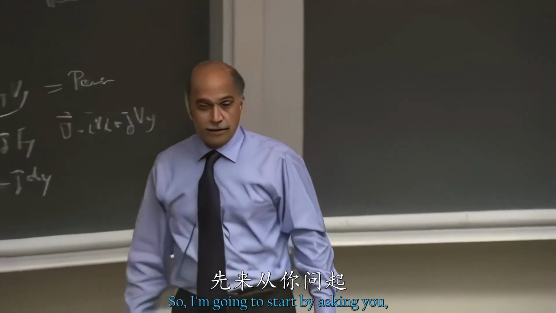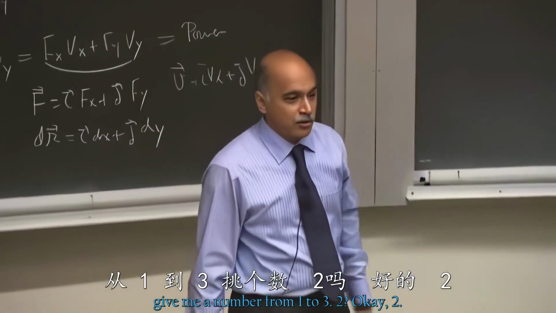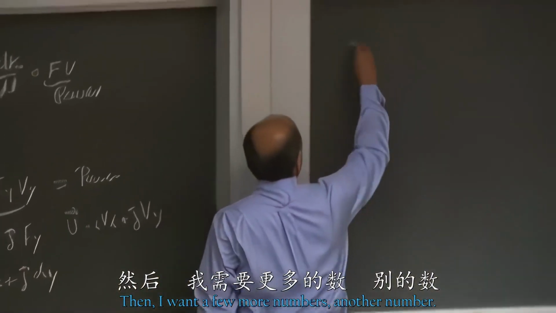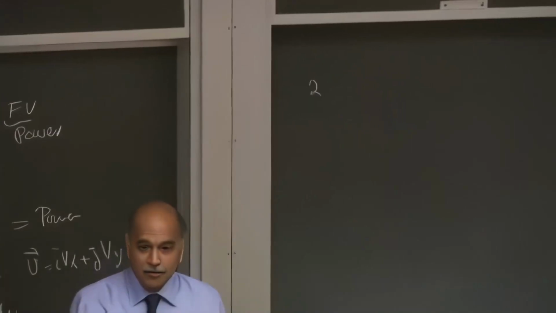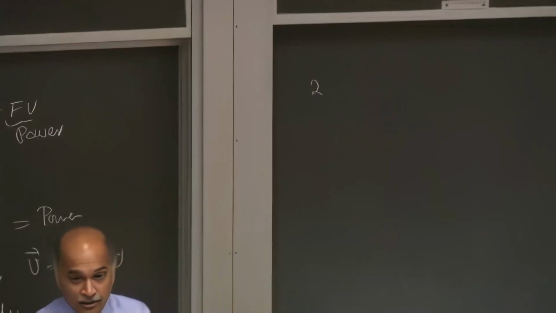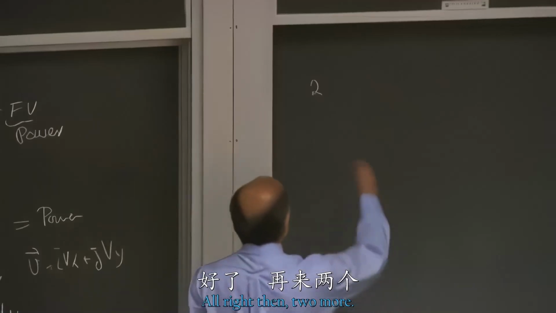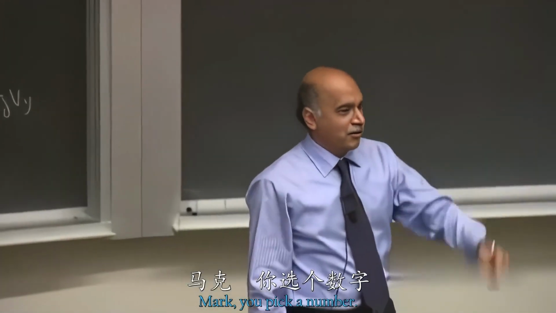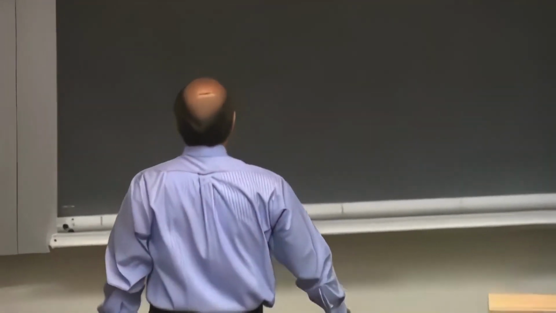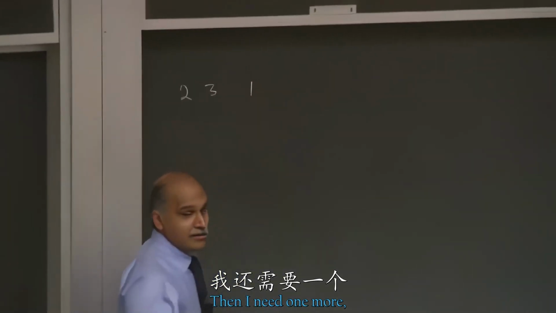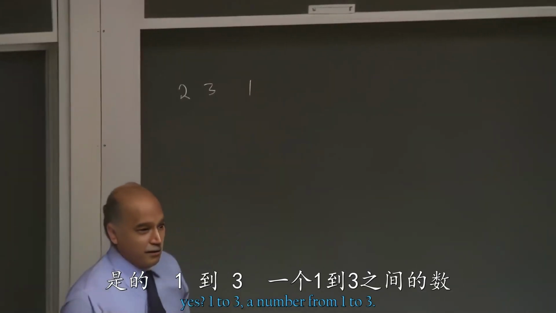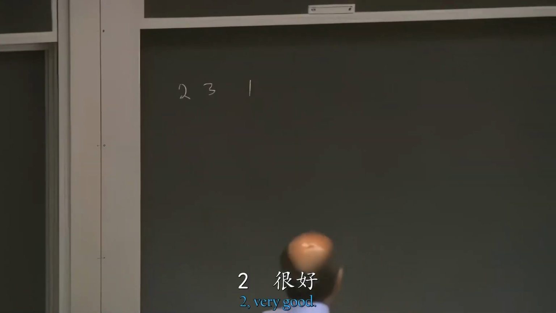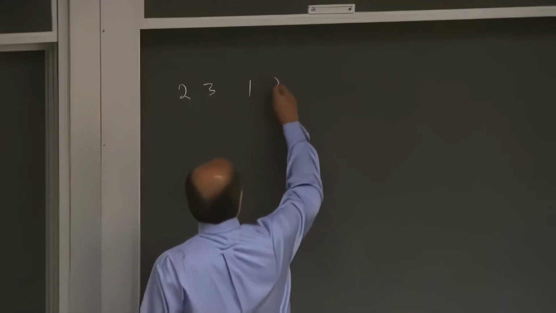So I'm going to start by asking you for give me a number from 1 to 3. 2? Okay, 2. Then I want a few more numbers. Another number from 1 to 3? Okay. All right, then 2 more. Mark, you pick a number. 1. Good, thank you. Then I need 1 more. Yes? 7. 1 to 3. A number from 1 to 3. 2. 2. Very good.